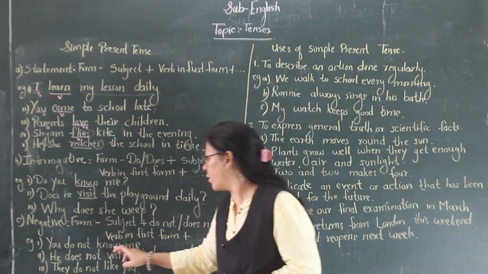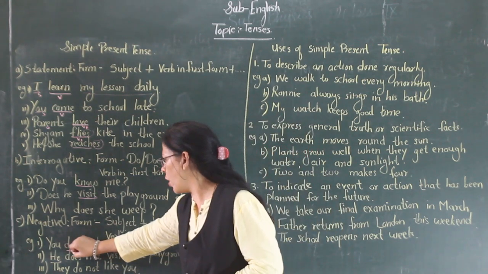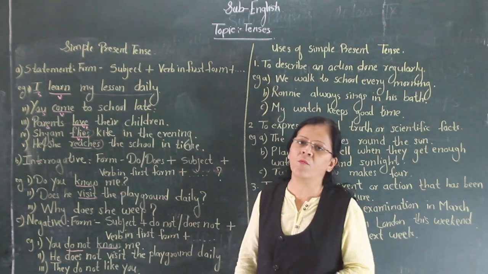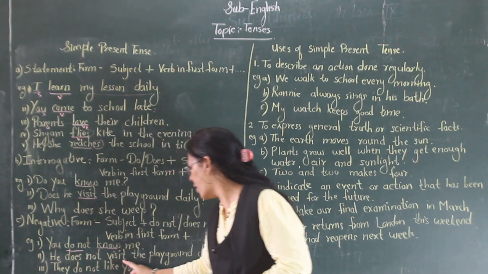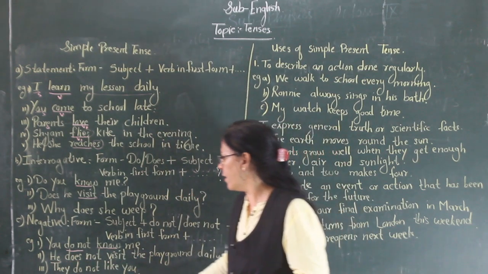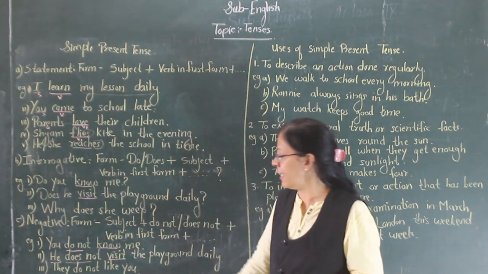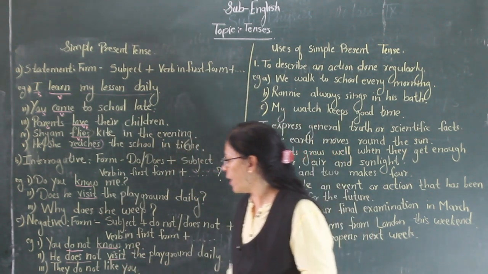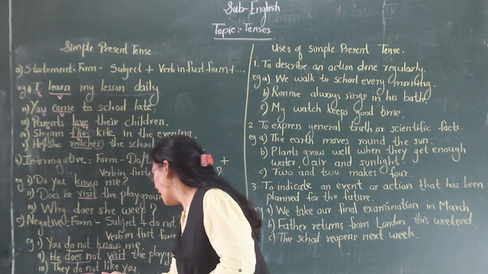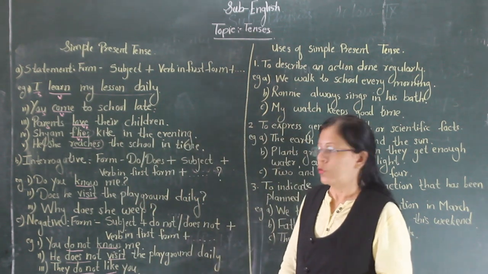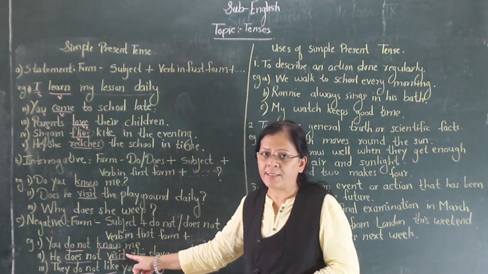So you do not know me. You is the subject, so you is second person. So we have used do not. You do not know, know is the verb in first form. You do not know me. Okay. Next, he does not visit the playground daily. Now here the subject is he. So we have used does not and the verb is visit. He does not visit the playground daily. They do not like you. Again, the subject is they. So we have used do not and the verb in its first form, like. So now you will say, well, it is he, then why have we not added s to visit, isn't it?